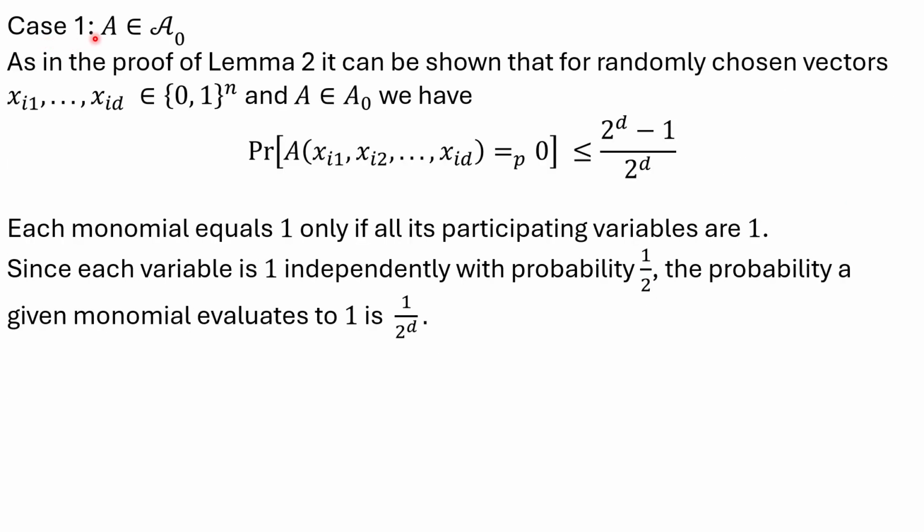Case 1. A is in A0. As in the proof of Lemma 2, it can be shown that for randomly chosen vectors xi1 to xid in {0,1} to the power of n and A in A0, the probability that the entry equals 0 is less than or equal to 2 to the power of d minus 1 divided by 2 to the power of d. Each monomial equals 1 if all its participating variables are 1. Since each variable is 1 independently with probability half, the probability that a given monomial evaluates to 1 is 1 divided by 2 to the power of d.